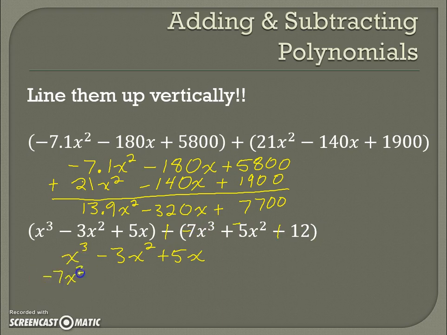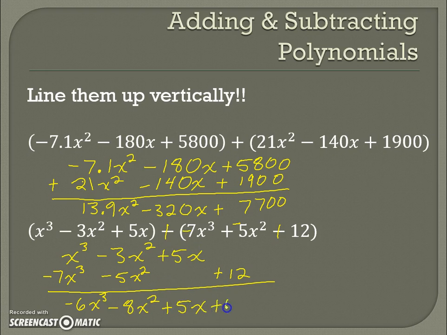So negative 7x cubed. This is a negative 5x squared. And that is a positive 12. Now be careful, that doesn't go here, that's going to go here, because those are not like terms with that. Here I get negative 6x cubed minus 8x squared. Just bring down the 5x, bring down the 12. All right, so if you line them up vertically, it makes it really, really easy. What you're in essence doing is just combining the like terms.